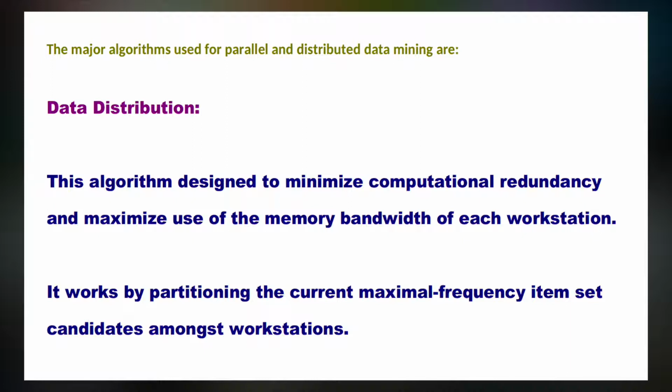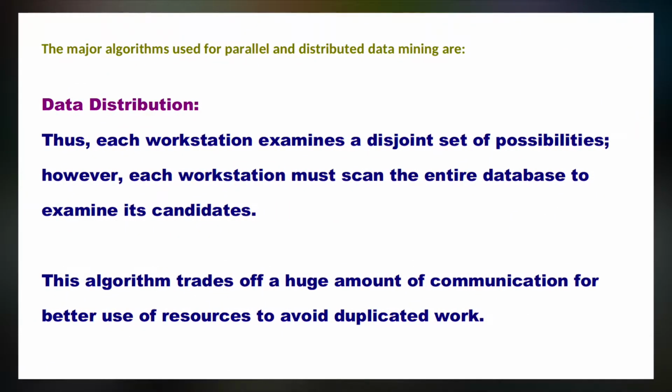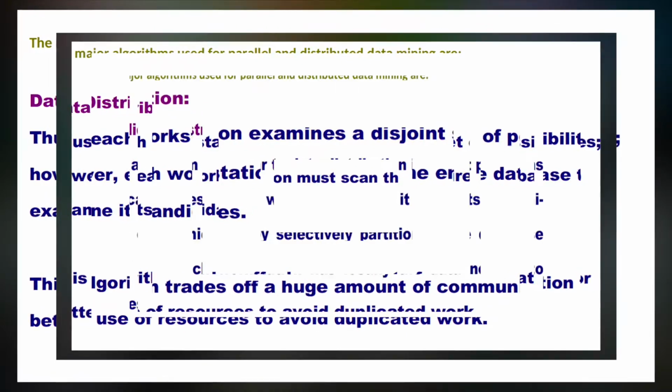Naturally, it works by partitioning the current maximal frequent itemset candidates amongst the workstations. Thus, each workstation examines a disjoint set of possibilities. However, we have to note that each workstation must scan the entire database to examine its candidates. Moreover, this algorithm trades off a huge amount of communication for better use of resources in order to avoid duplicated work.